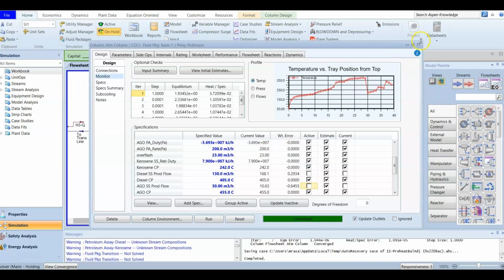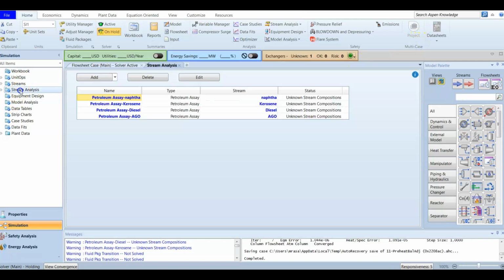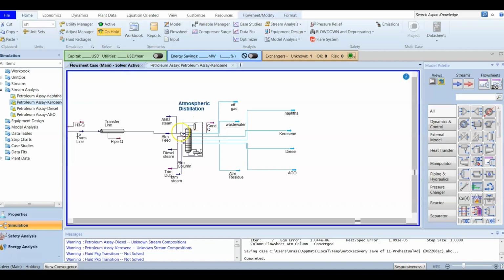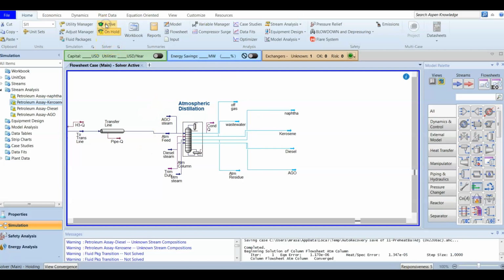Okay, so if we go here for a stream analysis and open it like this one, and go here and enter, so unknown stream composition. So the solver here is actually not solving for the petroleum assay. So now we are going to check again our solver from hold to active, and press active here. In this case we have an error message related to an old calculation and also a new calculation.